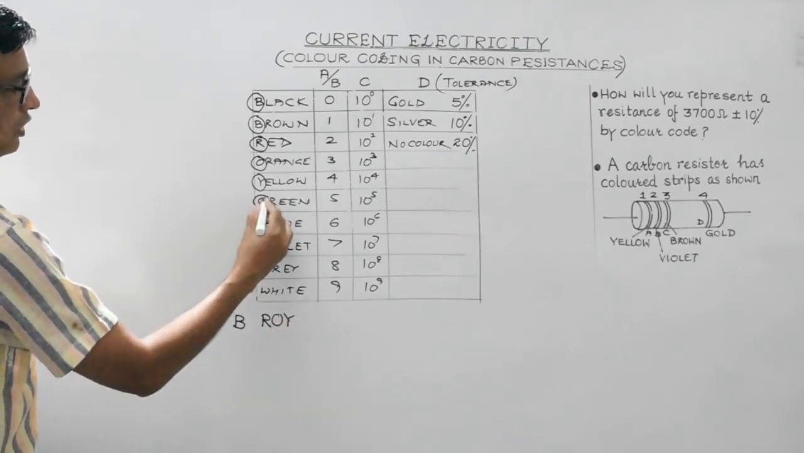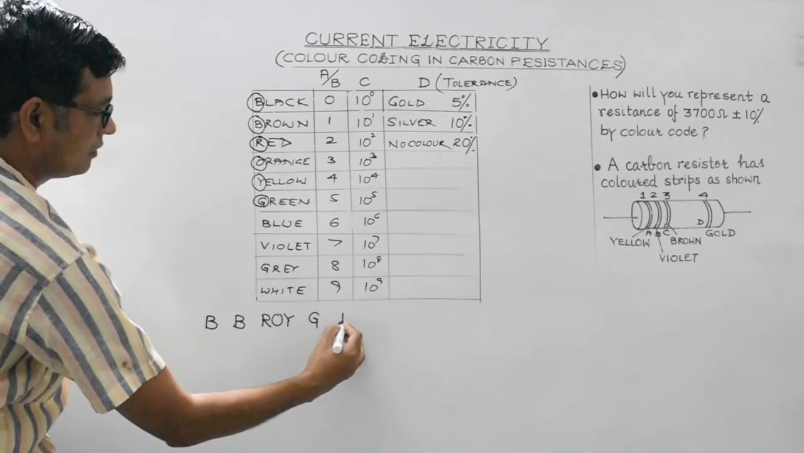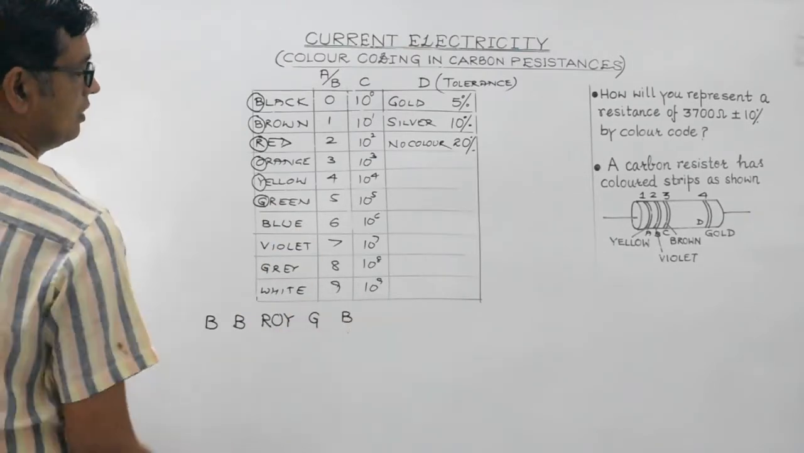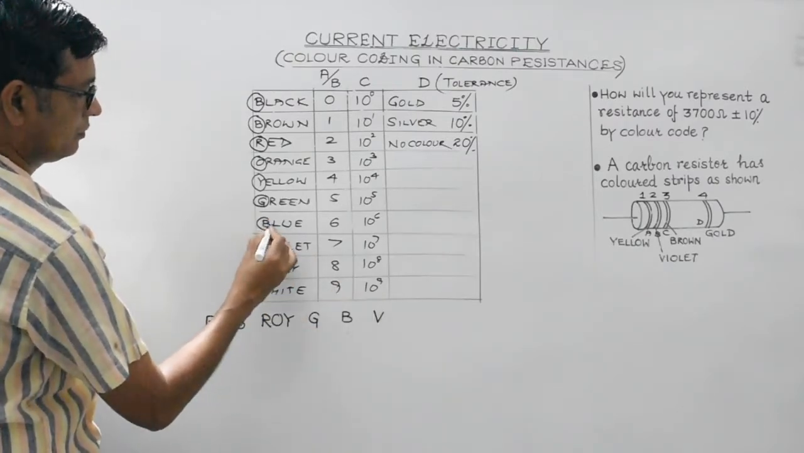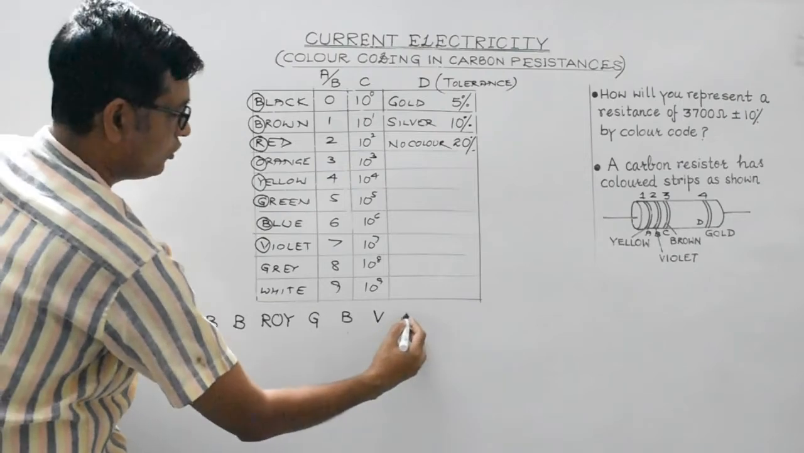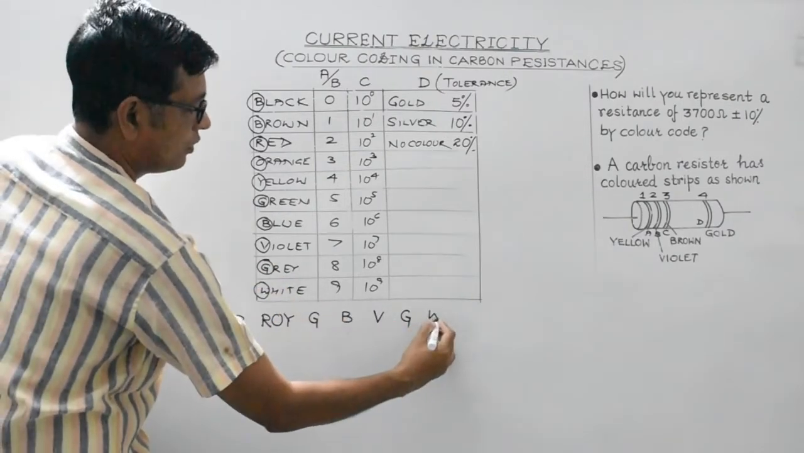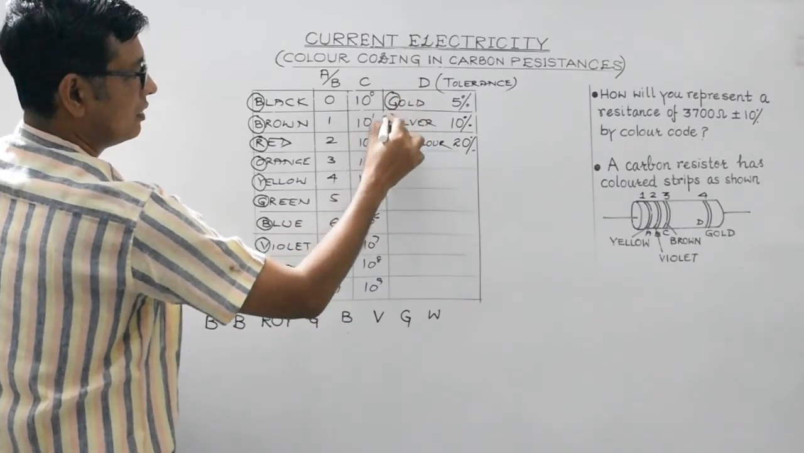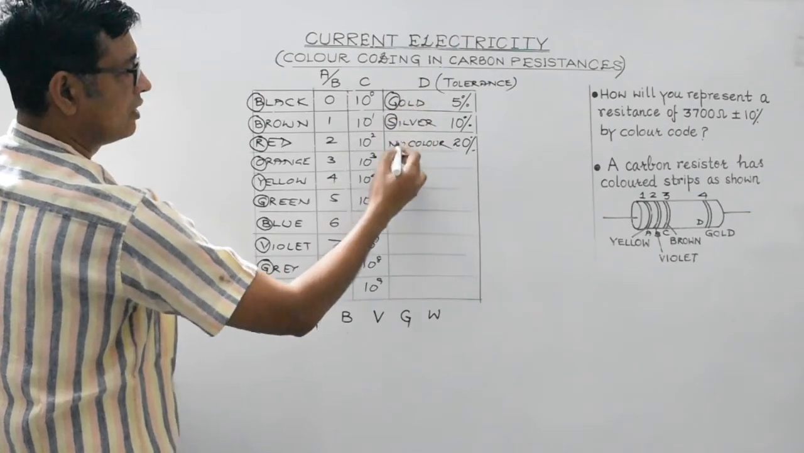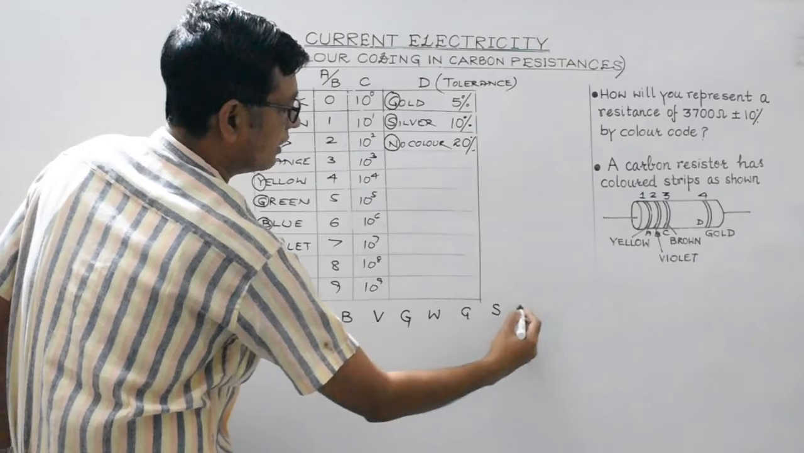then G, then it's B, then V, then again G, and then W. We can extend this as well, GSN. The starting letter of gold is G, silver is S, and no color N. So over here write GSN.